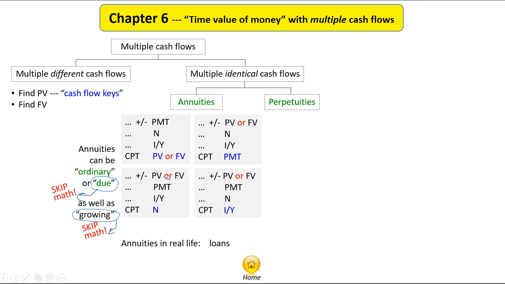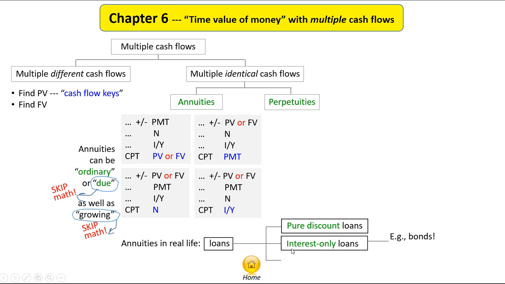Then what else did we do with annuities? We then applied the calculations that we learned to annuities in real life. Where do we see annuities in real life? Actually, in a lot of things. But in particular, we see annuities in loans: car loans, home loans, business loans, and so on. And then we had the topic on different types of loans. Pure discount loans, interest-only loans such as bonds, which were covered in chapter 7. And then we looked at amortizing loans.